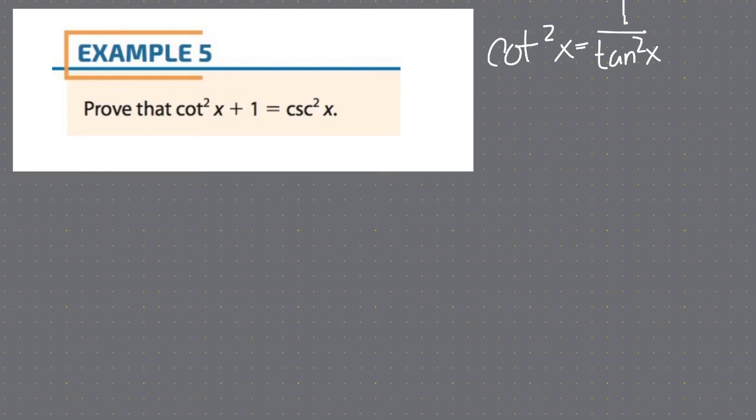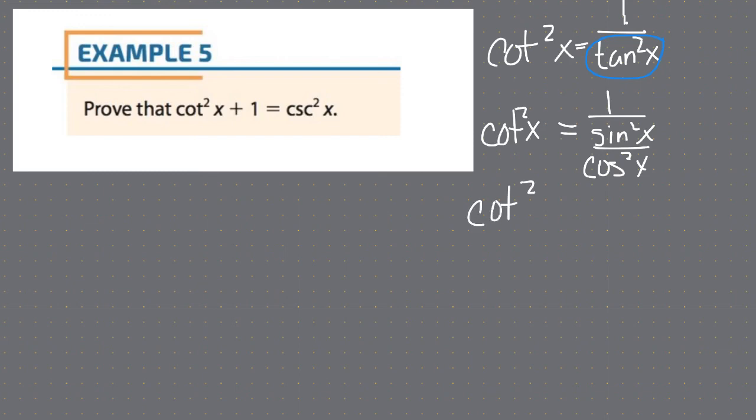Okay, so now I want you to hold with me with this logic. I want us to replace this tangent squared x. So instead of tangent squared x, I want us to write 1 over, remember tangent squared x is sine squared x over cosine squared x. Remember that? Now this is still cotangent of x, I haven't done anything there, so I still have cotangent squared x.